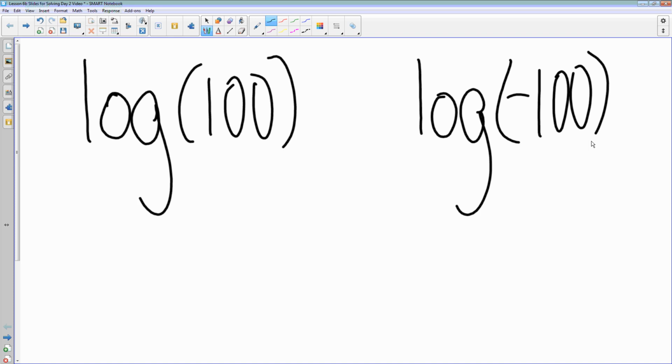You can pause the video and think about it and then press play, of course. Common logs have a base 10. So basically this is saying 10 to the what power gets me 100? Well, we know that 10 to the second power gets us 100. So the answer there is 2.